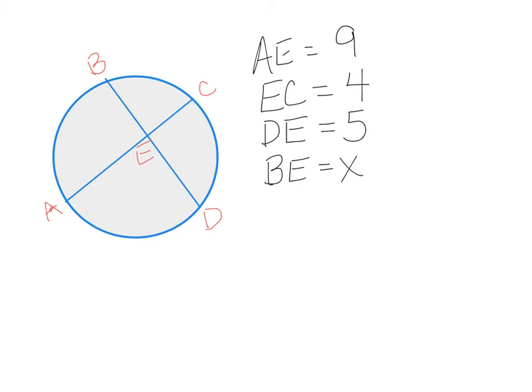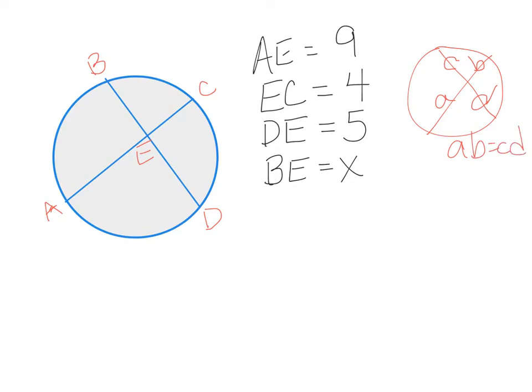So our first example is when the two chords intersect inside the circle. So our formula is going to be this segment times this segment is equal to this segment times this segment. So for example, I'll write that out. Here's my circle. So A times B equals C times D.